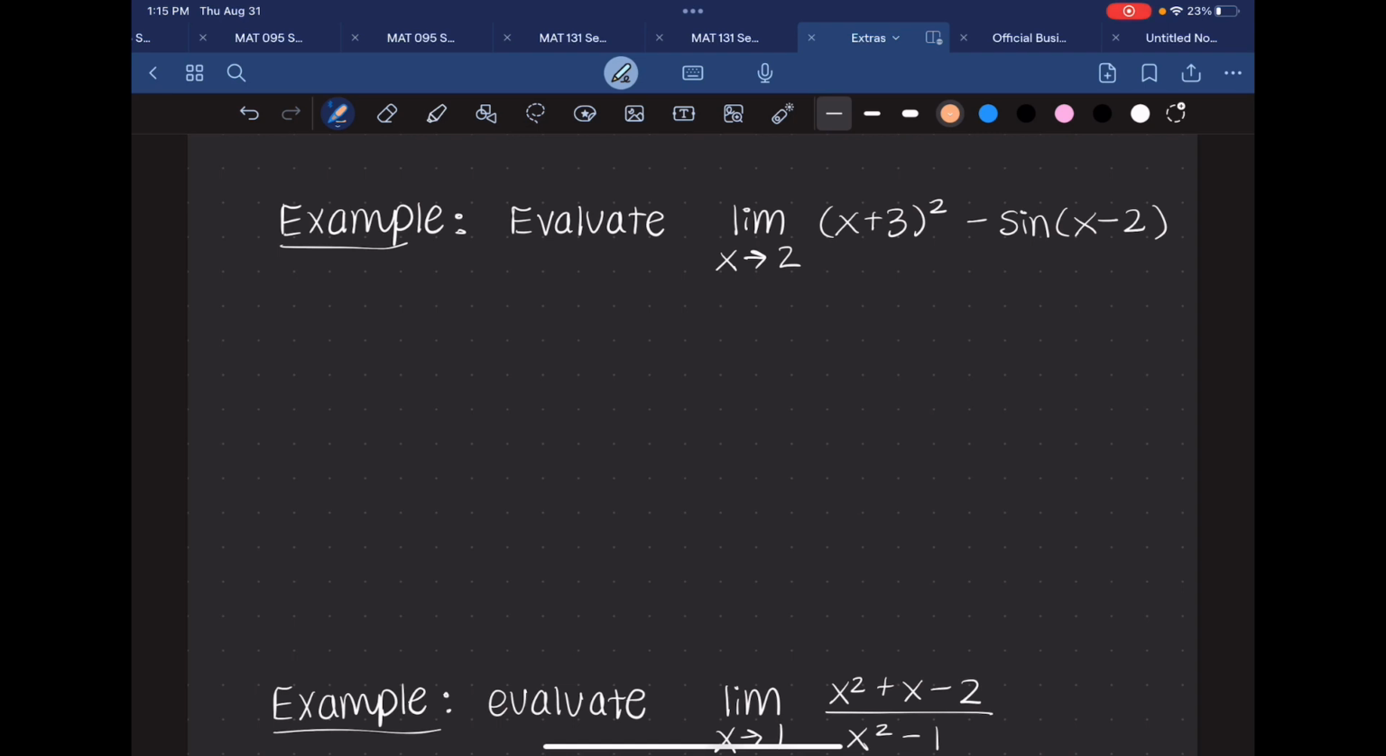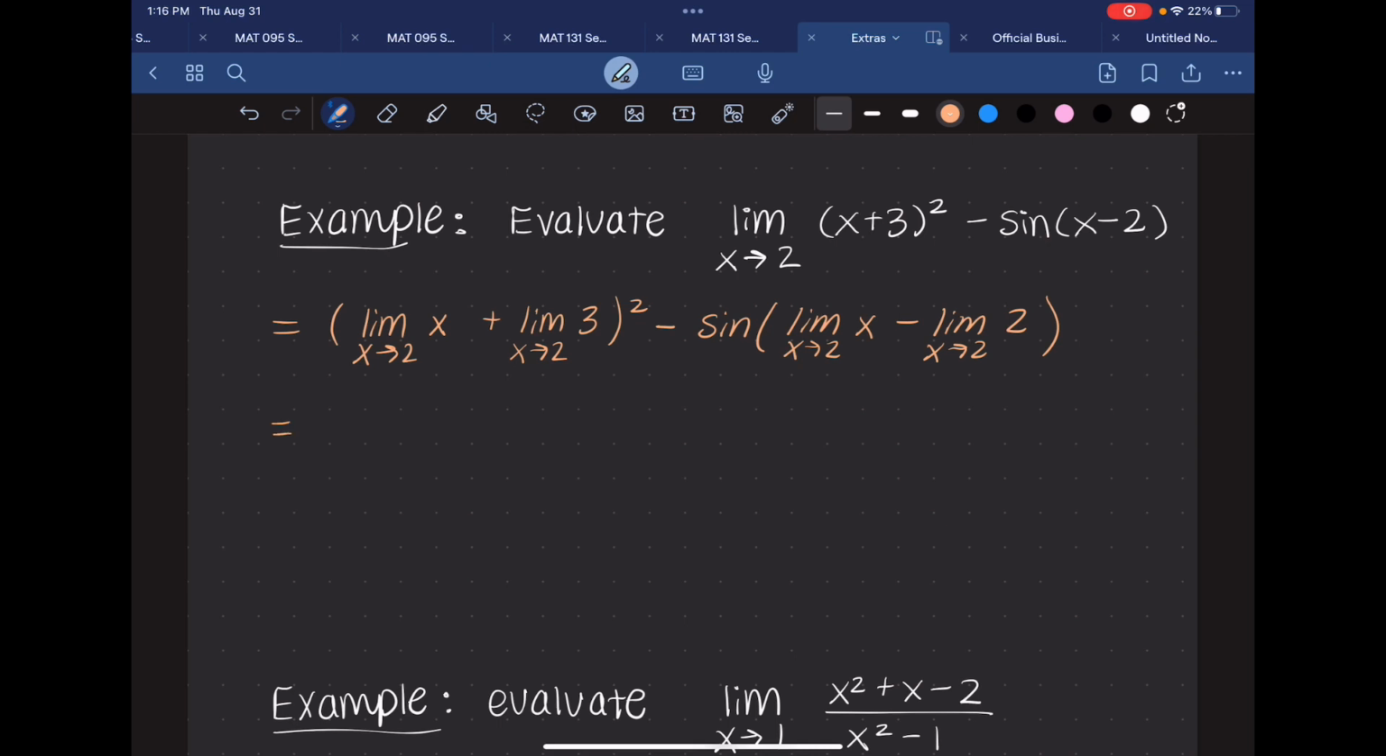So we're going to go ahead and basically pass in this limit into these different functions. So I've got that this is going to be equal to the limit as x goes to 2 of x plus the limit as x goes to 2 of 3 squared minus sine of the limit as x goes to 2 of x minus the limit as x goes to 2 of 2. And then I go ahead and calculate each of these.